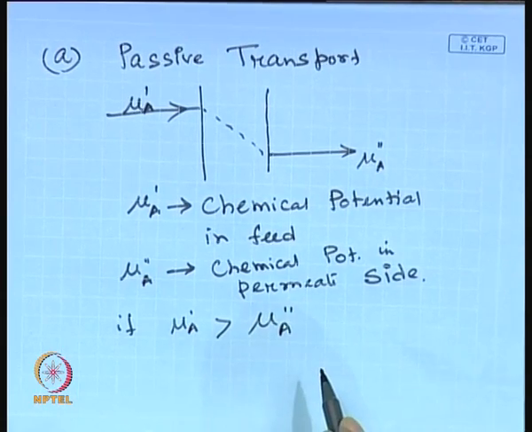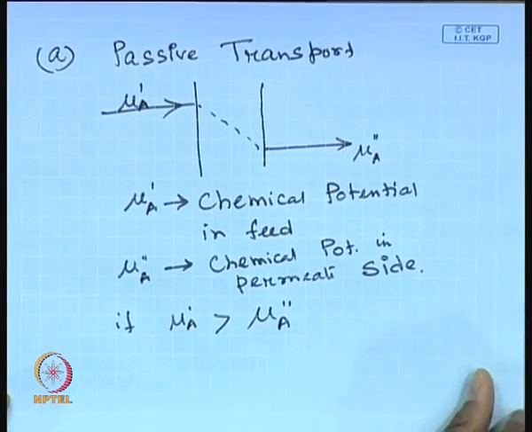This is a normal case. The driving force is more in the upstream compared to the downstream. So, there will be transport of species from the upstream to the downstream. That is called passive transport, and it is the normal circumstance. Now, the second one is facilitated transport.